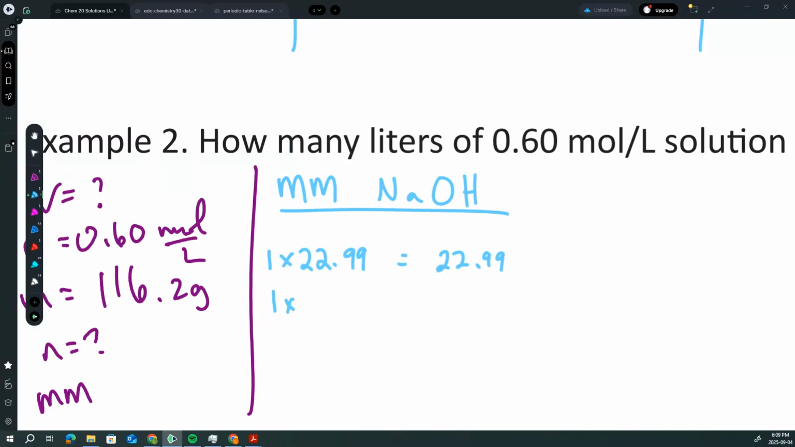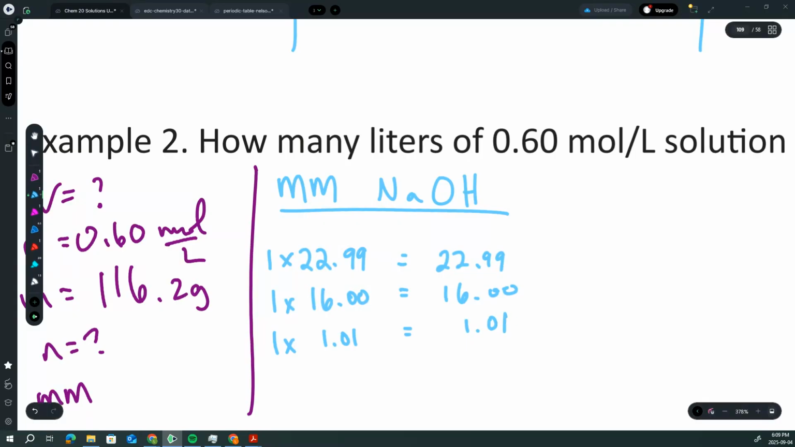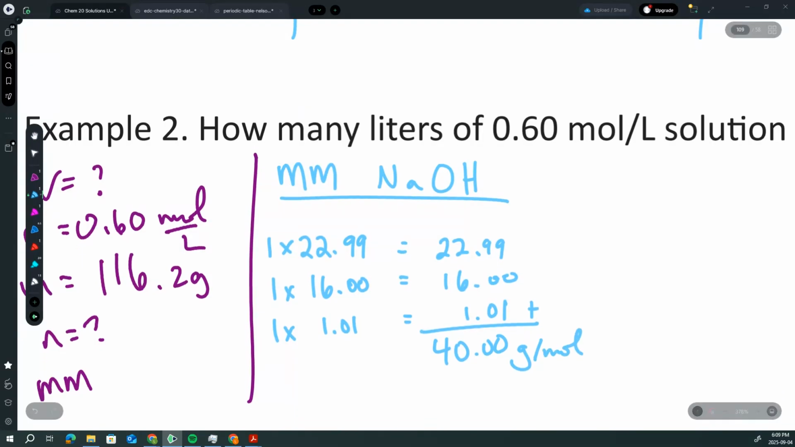For oxygen, there's 1 of it. And the molar mass is 16, so that's going to give us 16. And then for hydrogen, we have 1 of it. Molar mass is 1.01. Oh, that should be 1.01. Then we're going to add all of this up. And that gives us 40 right on the dot grams per mole.